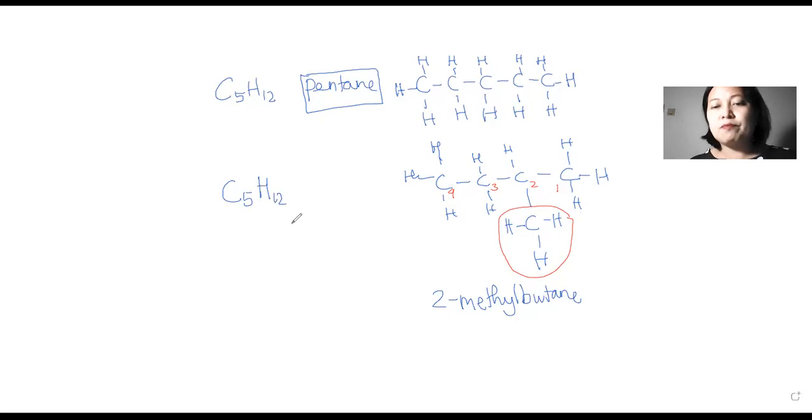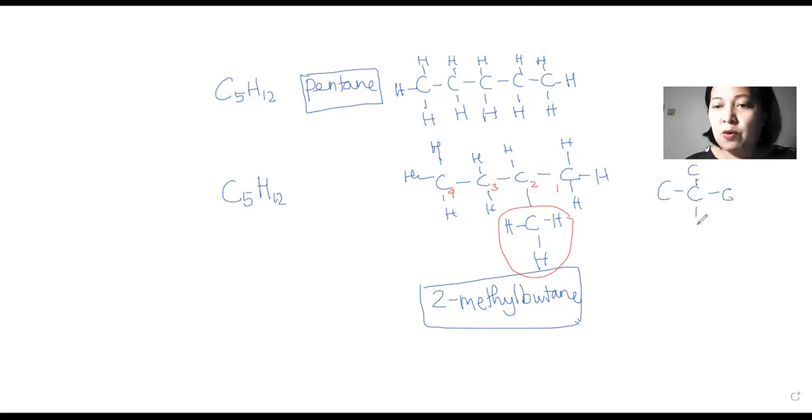All right. Next, are there any other possibilities of having another structure which shows the C5H12 molecular formula? Yes, there is, which is like this.